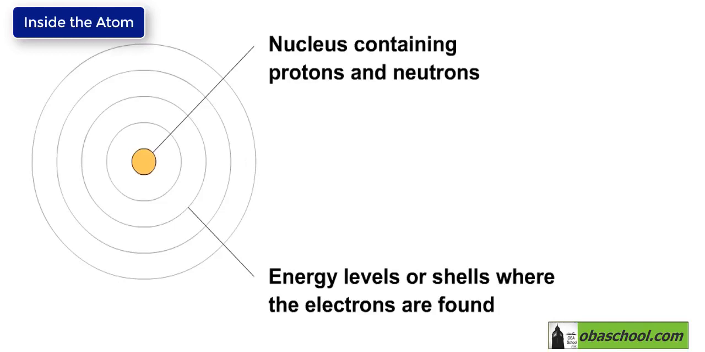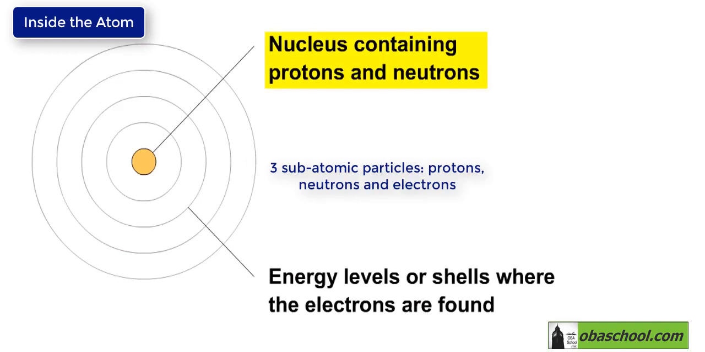Have you ever wondered what's inside an atom? Well, in this video, we are going to explore what's inside an atom. In fact, we can find three types of particles. These are called the protons, the neutrons, and electrons.